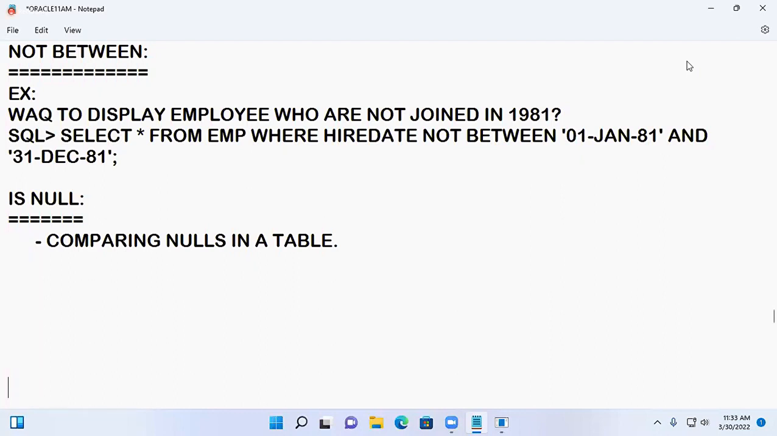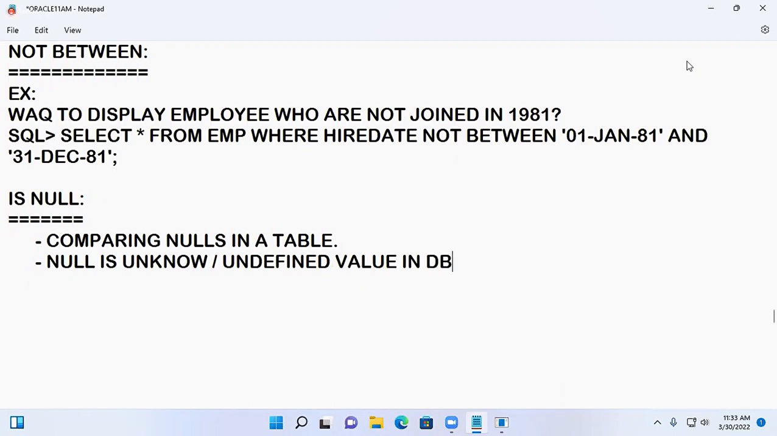Okay, why sir, why I want to use is null, the reason is what now guys here in our database, how can you define null means, the people will be defined here. So null is an unknown value. It is an unknown, otherwise an undefined value in database. So null is unknown value we call. That means what exactly this was and how we can define it.